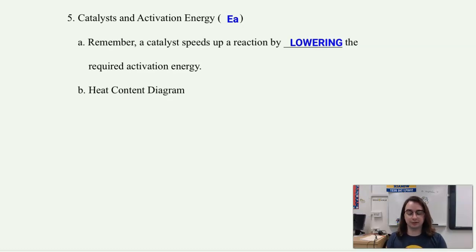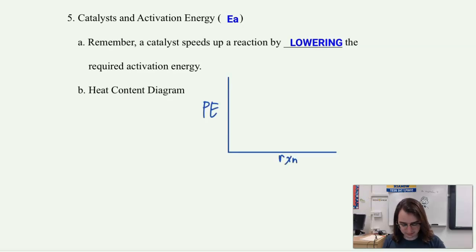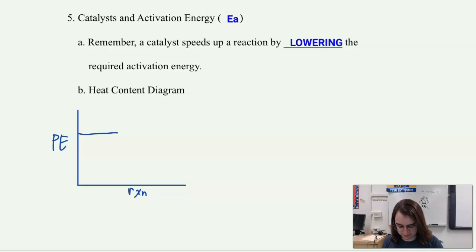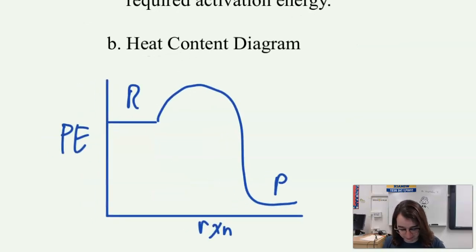It's the only thing that can lower the activation energy. So if we reconsider our heat content diagram, and we kind of drew this before, so let's draw it again. Well, if we were to draw another heat content diagram, where we have the reactants and we have the products, and we were to label the activation energy for this, we would label this as the activation energy, and let's just say this is an uncatalyzed reaction.